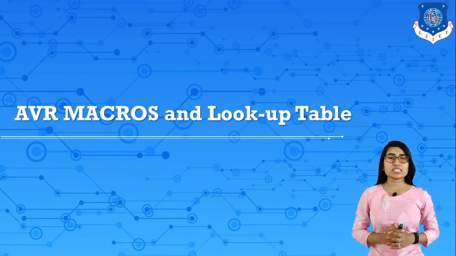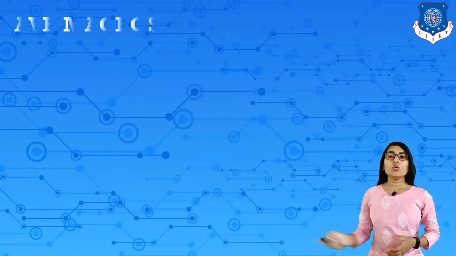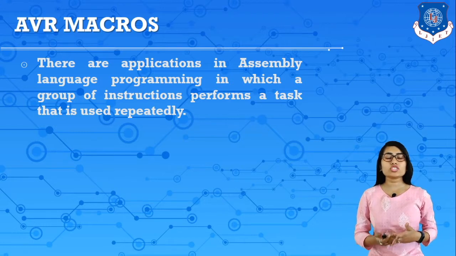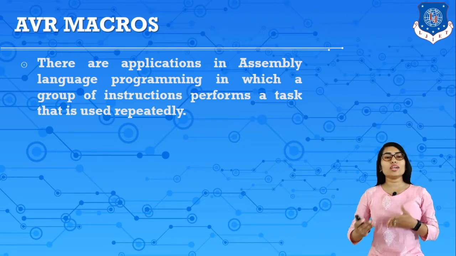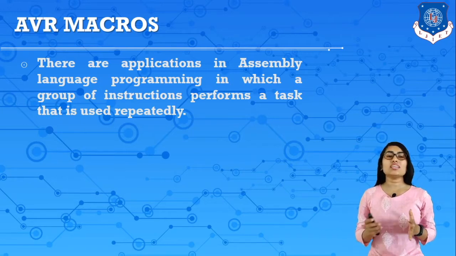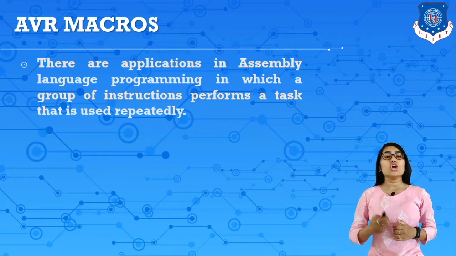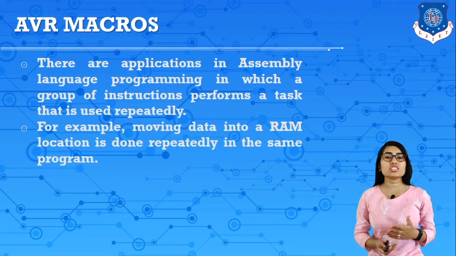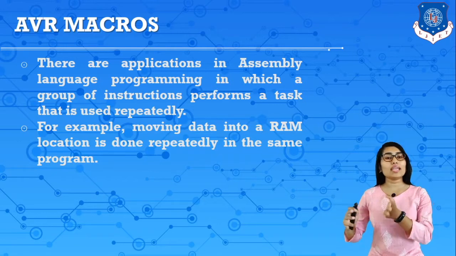Today we will discuss AVR macros and lookup table. So let's start with what are AVR macros. In AVR we have macros, which are used in assembly language programming applications in which a group of instructions perform a task that is used repeatedly. There are so many applications in which a group of instructions perform a certain task repeatedly, so these repeatedly performed instructions are stored separately at other locations.